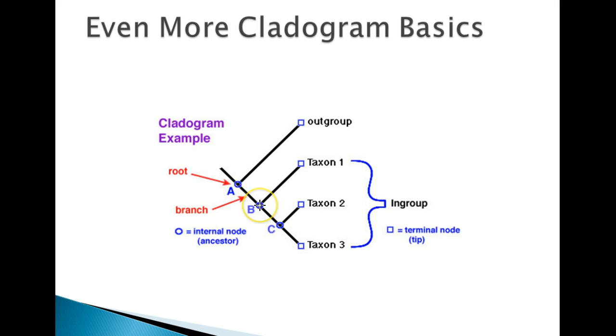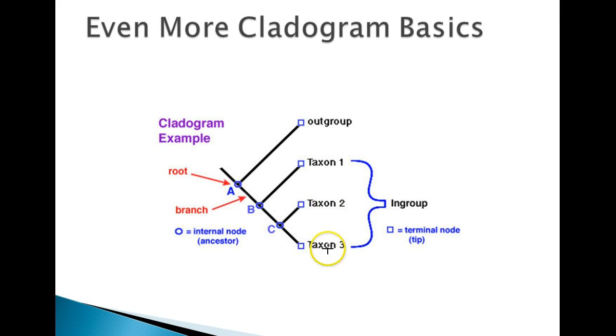Node B, right there, includes all 3 in-group taxa. The purpose of a cladogram is to express a particular hypothesis for the relative branching order of the in-group taxa. This cladogram example suggests that taxon 2 and taxon 3, right here, more recently shared a common ancestor than either does with taxon 1. Get that in your notes.